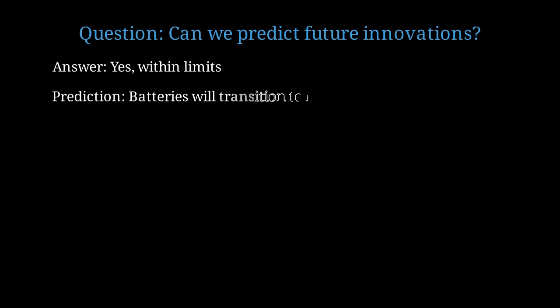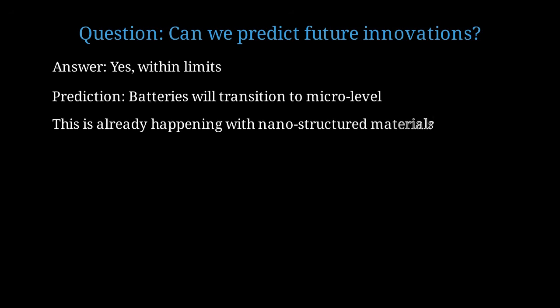For example, TRIZ would predict that energy storage will transition to the micro level. Instead of large batteries, we might see energy stored at molecular or atomic scales. And indeed, this is happening. Researchers are developing nanostructured battery electrodes and even exploring quantum batteries that leverage quantum effects.